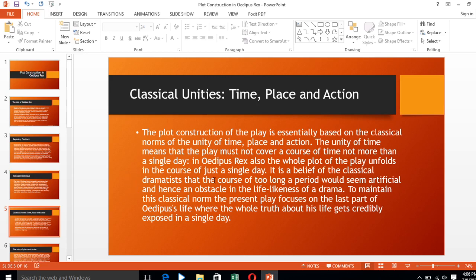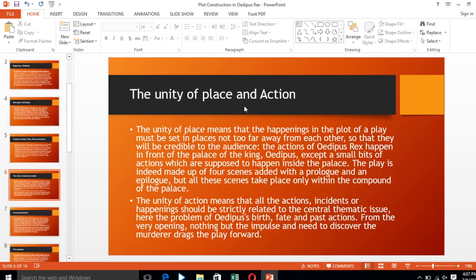It is a belief of the classical dramatists that the course of too long a period would seem artificial and hence an obstacle to the lifelikeness of the drama. To maintain the classical norm, the present play focuses on the last part of Oedipus' life, where the whole truth about his life gets credibly exposed in a single day. The unity of place and action.